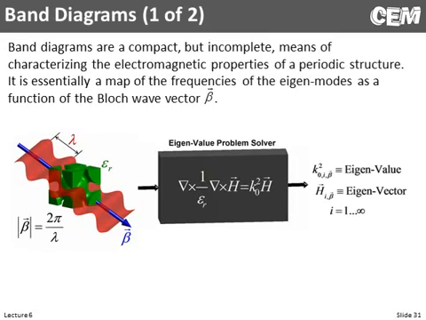So these are the two pieces of information that we're going to feed this eigenvalue problem solver: what the unit cell looks like, and this wave described by the Bloch wave vector beta.